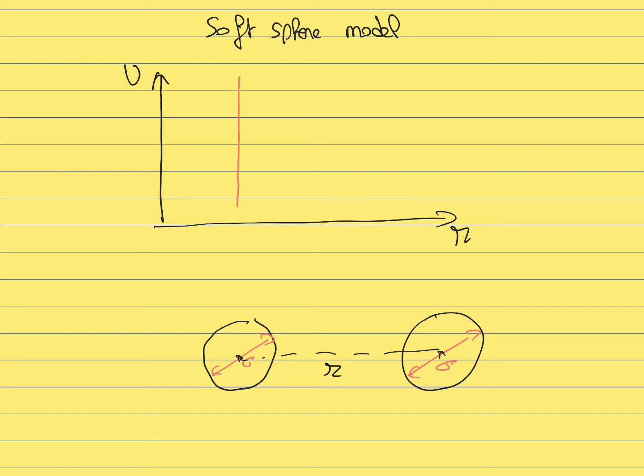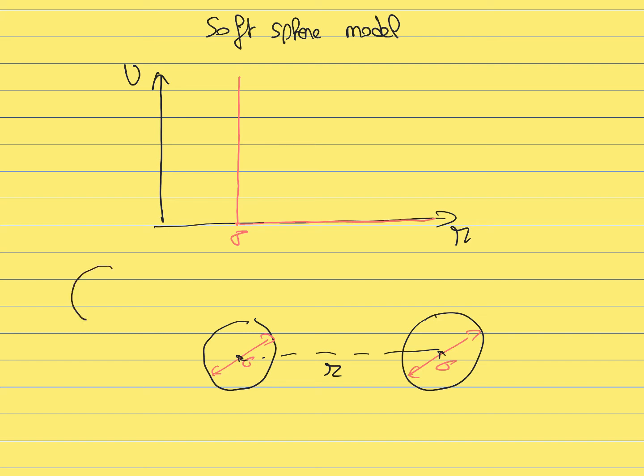The energy was increasing to infinity as soon as the distance between the atoms becomes equal to the diameter. So this is assuming that the atoms are perfectly hard. They cannot overlap with each other. Now, if we want to make this model a little bit more realistic, then we need to think about what happens when two atoms start to get very close to each other.